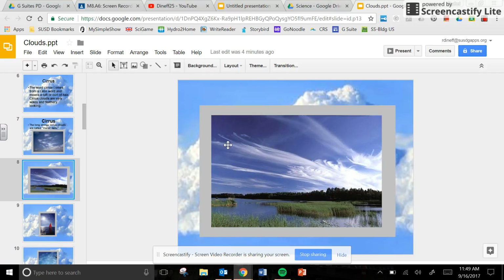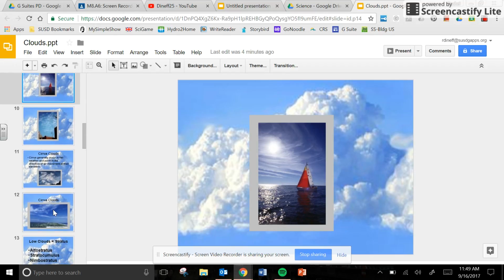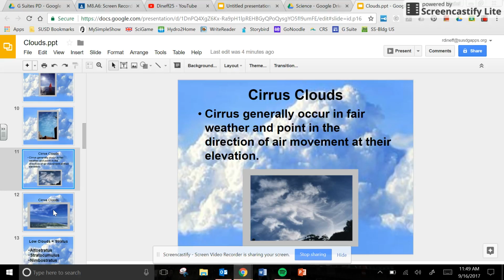And then here you can see it going out, a feathery kind of wispy likeness. Some more pictures so you get the idea. Cirrus generally occur in fair weather and point in the direction of air movement at their elevation. These ones aren't going to be the ones where you have to get an umbrella. If you see these, it's most likely just the water in the air, but not about to rain on you. And again, just moving at their elevation.